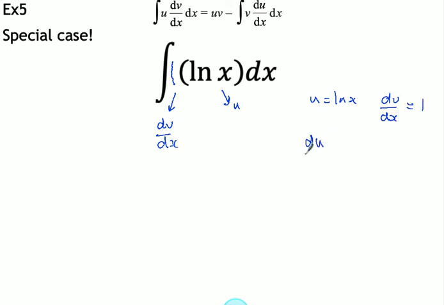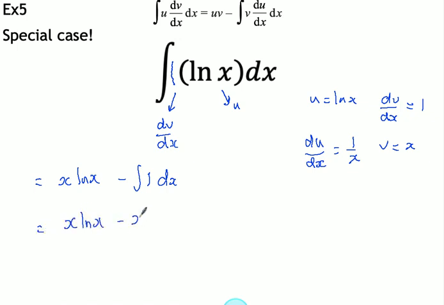And then once we know this little trick, it will work out quite nicely, as you will see. So du by dx is 1 over x, and v is x. Plug it into the formula, so it's going to be x ln x, subtract the integral of v du, so v du is x multiplied by 1 over x, which is just 1, and then finish it off, x ln x, subtract x plus our constant, and there we have it.